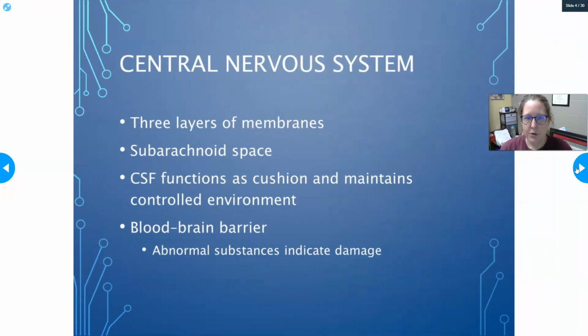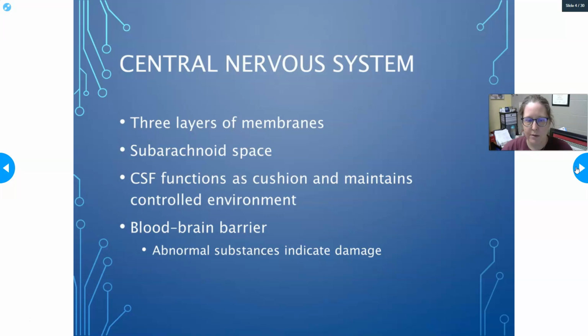So the central nervous system is surrounded in 3 layers of membranes to protect it. Starting from the brain, you have the pia mater on top of that, then the arachnoid mater, and then the dura mater, and then the skull or the vertebral spaces. Underneath the arachnoid mater, there's a subarachnoid space, and that is where you find the spinal fluid. The function of the spinal fluid is to cushion the brain and spinal cord and to maintain a controlled environment, bringing nutrients in, flushing waste out.